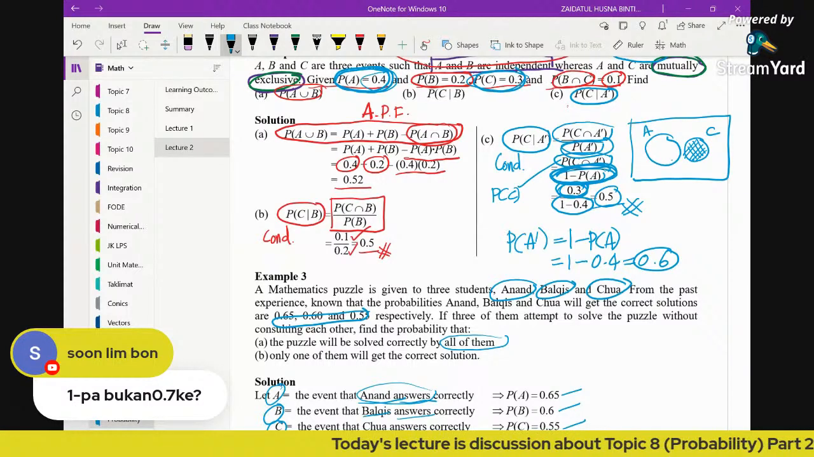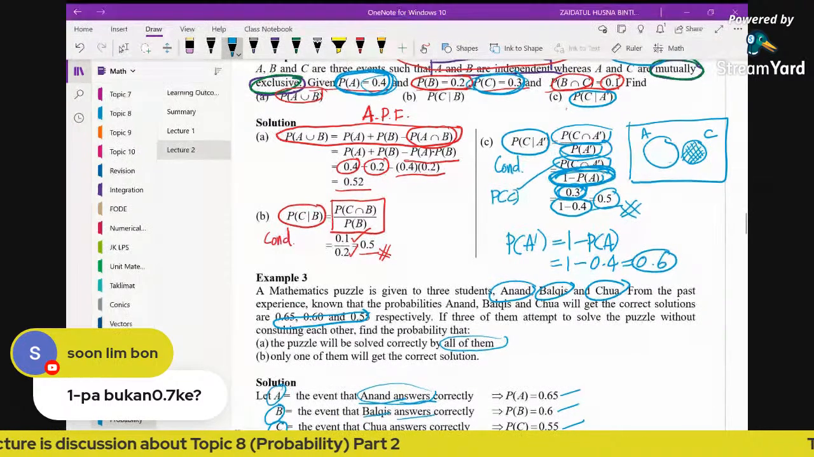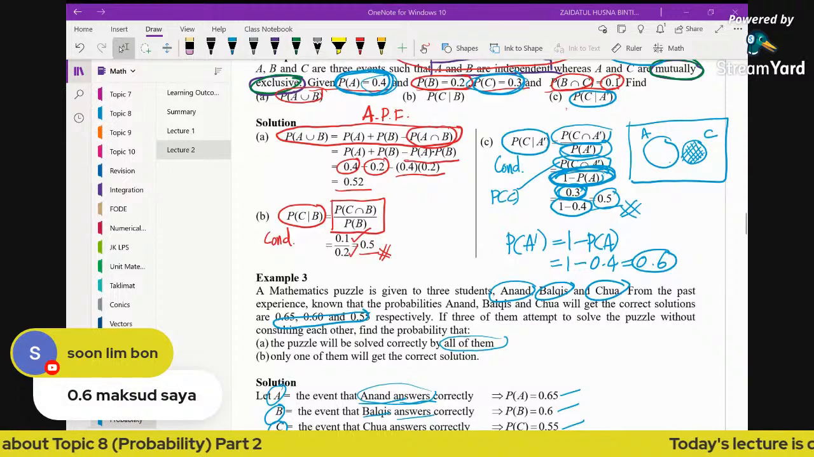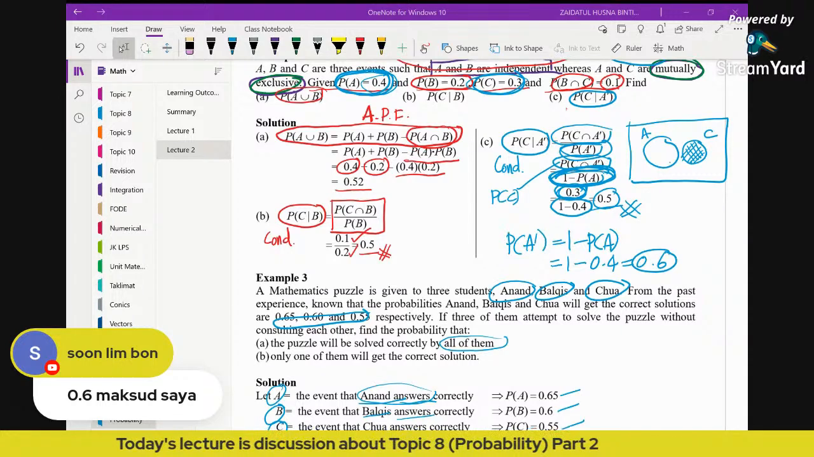Okay, so okay, Bon kata 0.6. Betul lah tu, Bon, 0.6 lah. Okay, 0.6 maksud saya. Ya, betul, Bon. Memang 0.6. So, kalau PC is 0.3 divided by 0.6, so dapatlah 0.5 the answer. Okay.